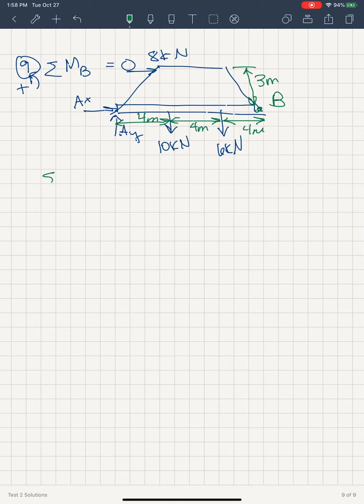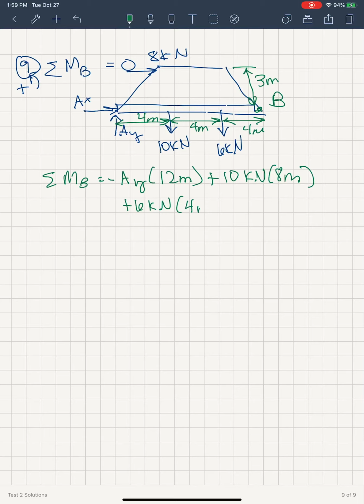So the sum of the moments about B are going to equal, let's see, AX isn't going to create a moment, AY will, and that'll be in the negative direction, the way I have it drawn here, negative AY times 12 meters, then plus 10 kilonewtons times 8 meters, then plus 6 kilonewtons times 4 meters, and then minus 8 kilonewtons, so I'm doing this one up here, times that perpendicular distance, so there's 3 meters, and that equals 0. So let's see which one of these corresponds with that.